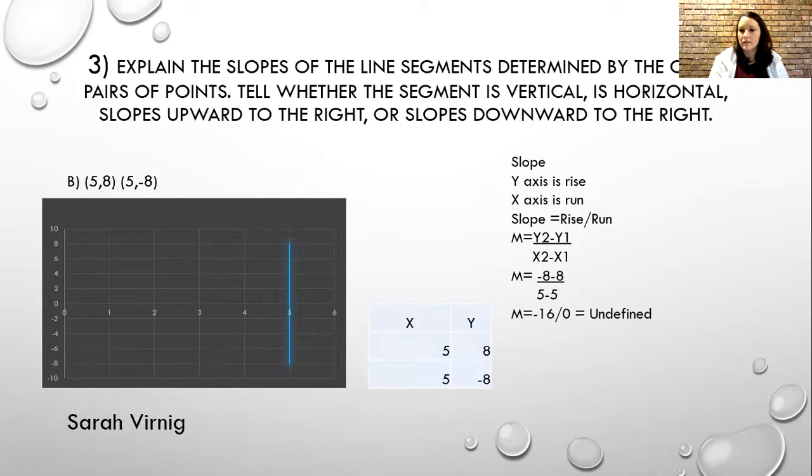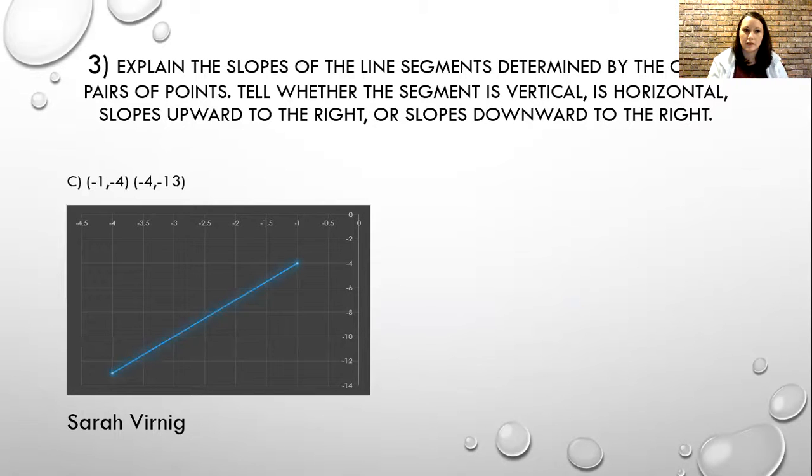Now, if you have this and you get any number divided by 0, it's going to be undefined, which means we do not have a slope, because we cannot have a slope of 0, because that means we have no slope. So if we get anything over 0, our slope will be undefined.